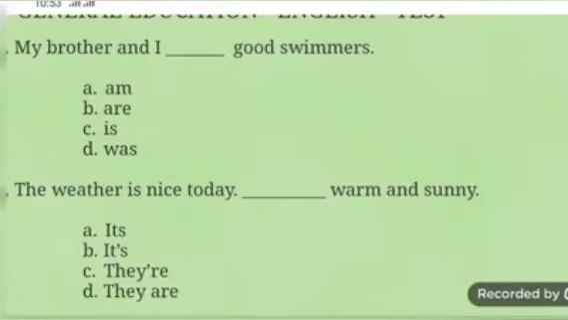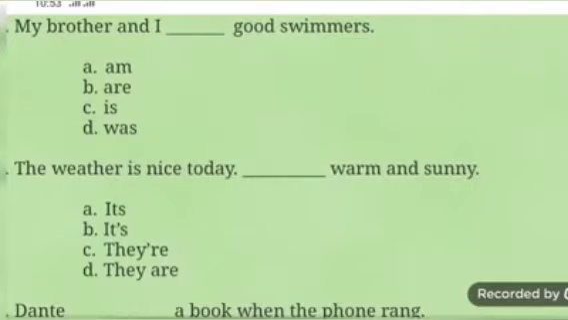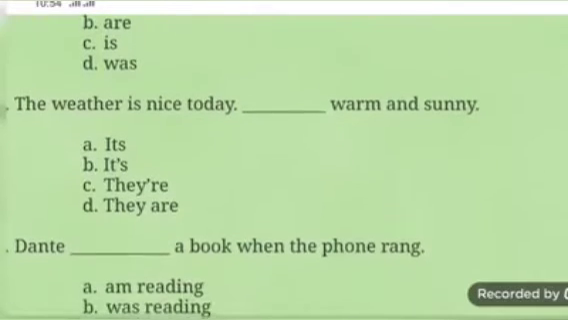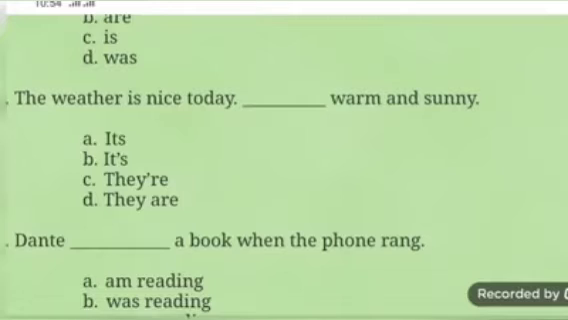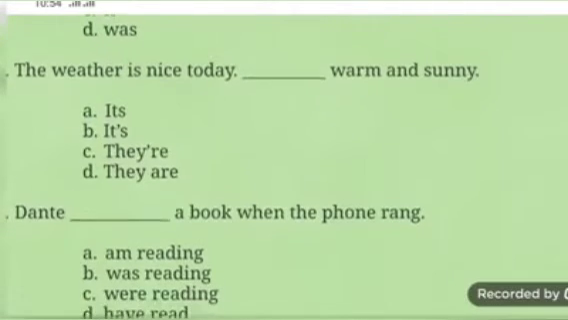The weather is nice today. Blank warm and sunny. So it refers to a thing. So it is the subject, followed by the verb is and an adjective. Adjectives here are warm and sunny. So you would say it's, and that's letter B. Okay, so it is warm and sunny. The first one, letter A, is its without an apostrophe, that connotes ownership. So the answer here is letter B.